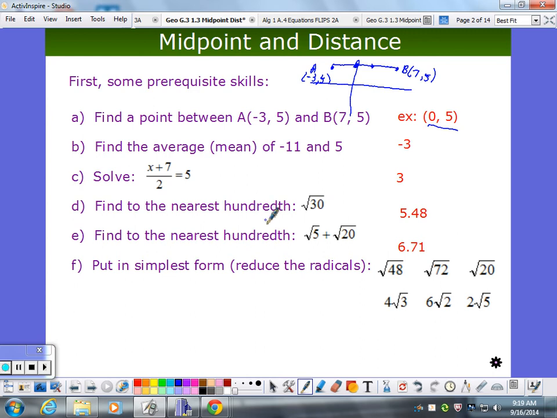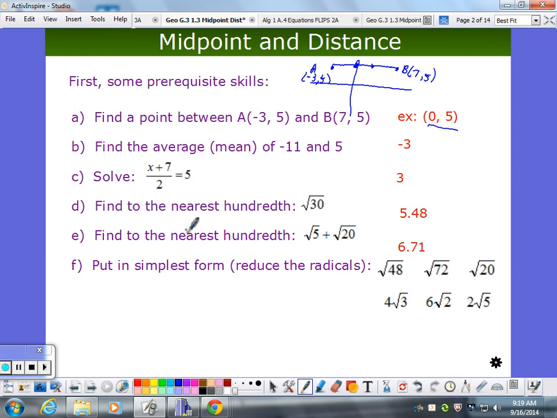Isn't the midpoint possible as one between the things? Yeah, the midpoint is, but we don't know what that is yet. I'm not asking for that. Just any point in between. That's all I wanted you to do. How do you find the mean? You add the two numbers and divide by 2. So -11 + 5 is -6, divide by 2, you get -3.